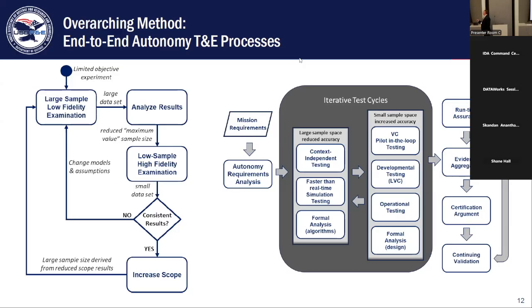And you're going to put all this together into some certification arguments to certify the system, and then continuing validation, because again, software is probably going to change over time. The tactics of how it's going to be used are going to be changing over time. The threats are going to change over time, right? So you need some kind of continuing validation cycle here as well. So this is sort of the overarching framework that all the other methods fit into in some way.